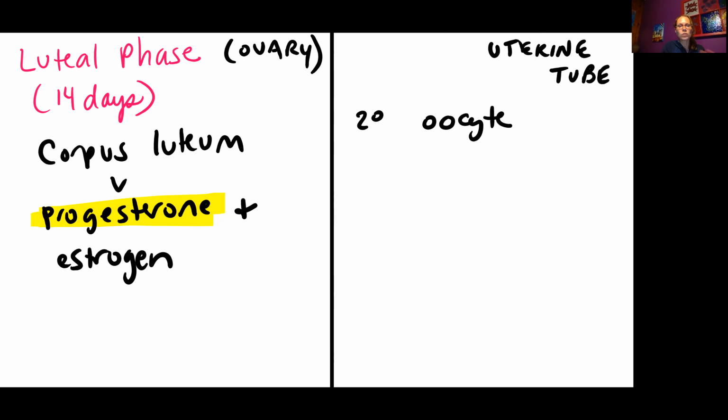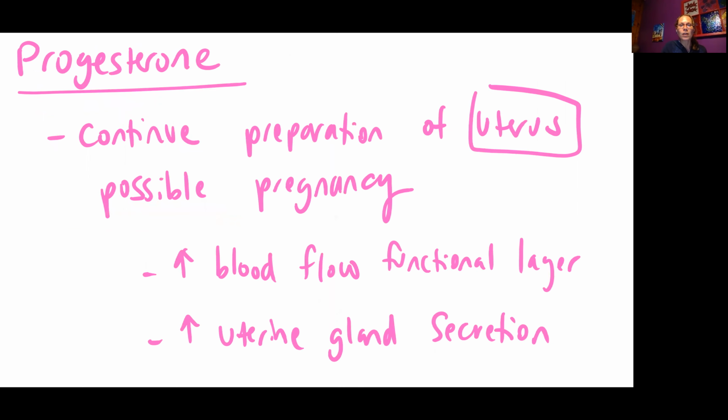And then we also need to follow what's happening with that secondary oocyte, that immature ovum that's moved into the uterine tube. Now, what we see is that the corpus luteum is going to be releasing progesterone and estrogens. But here we're going to see progesterone is going to be the really key hormone that's released here during the luteal phase. So it's being released for about 14 days.